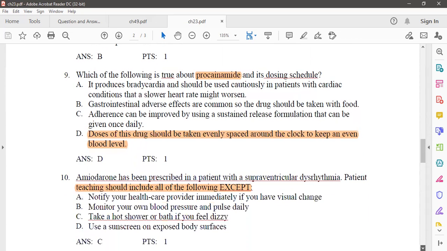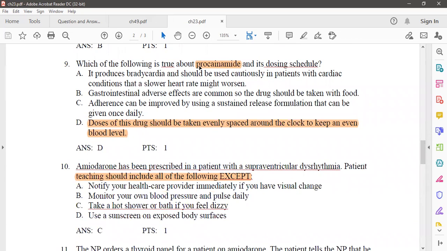Which of the following is true about procainamide? Procainamide is an antiarrhythmic medication we use for dysrhythmia. What is true about it? Doses of this drug should be taken evenly spaced around the clock to keep an even blood level.